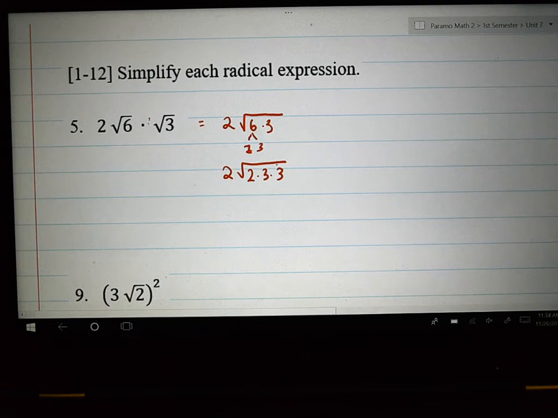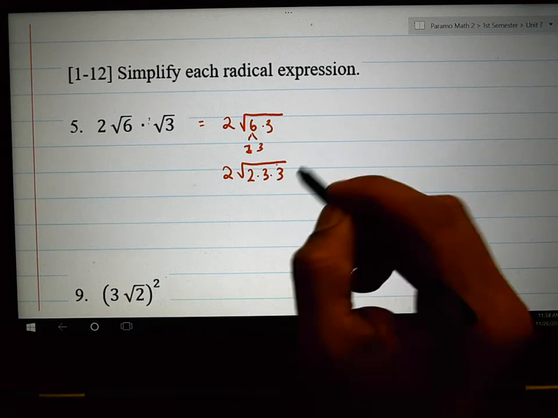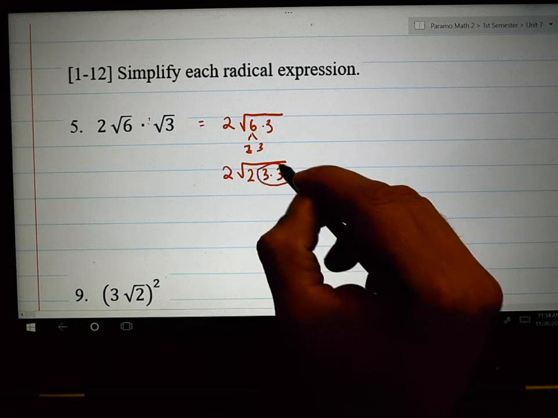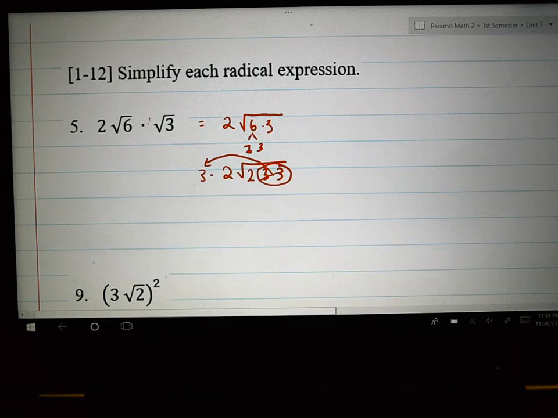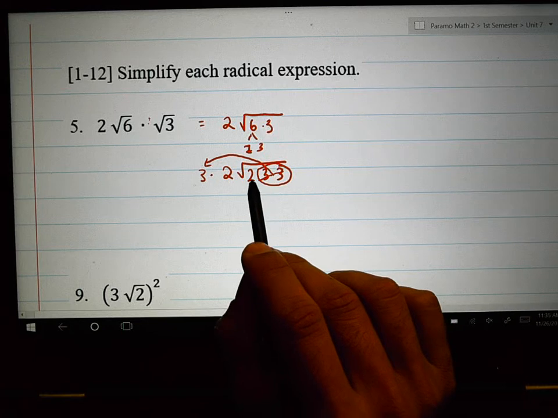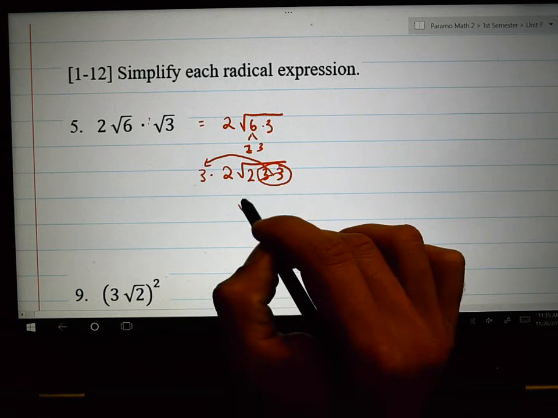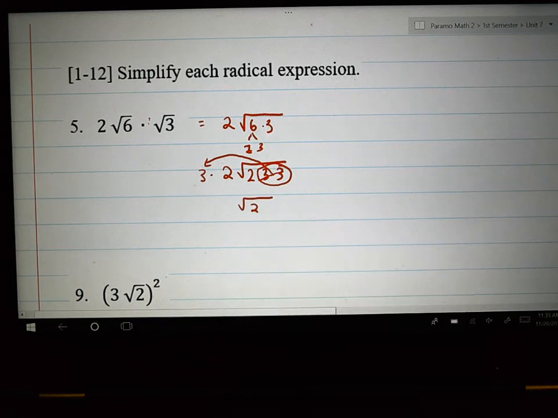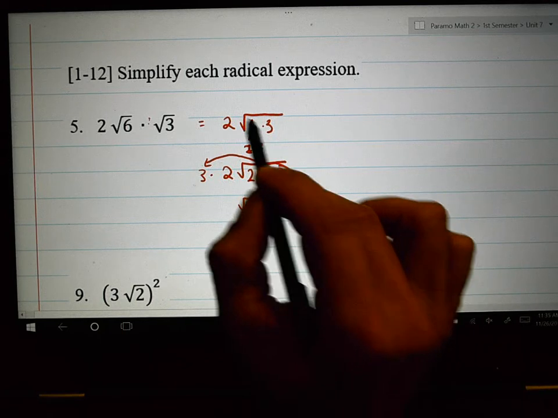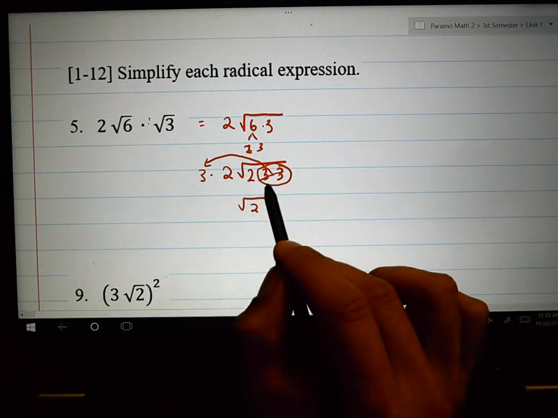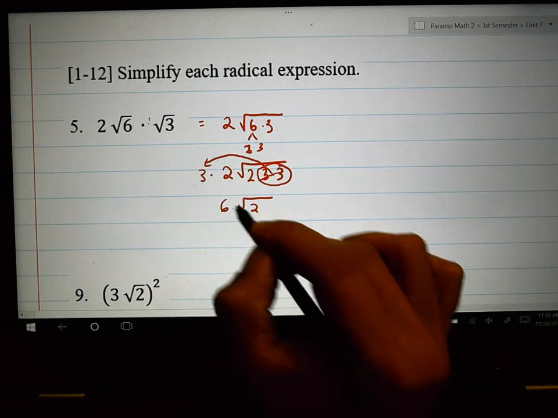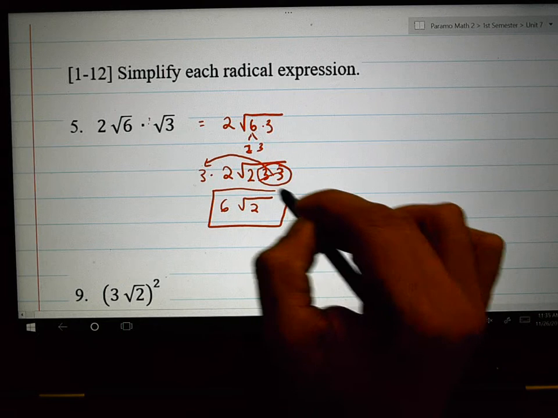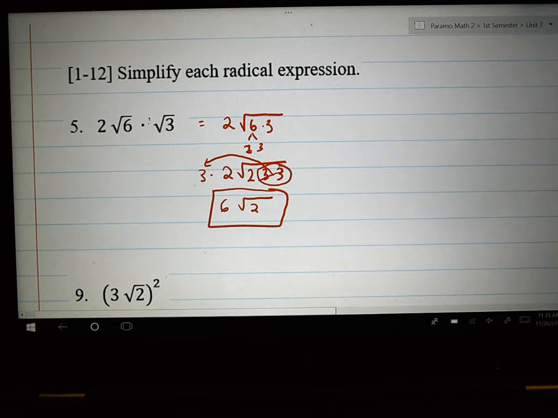Your next step is to look for any pairs of squares. Circle any pairs, cross them off, and one of them can break out. That's what we covered in 1.4. If there's anything left inside, then you leave it inside and it multiplies. If there's more than one of these, more than one can pop out. That doesn't have a pair, it stays inside. What do we do with these numbers? We always multiply them when they're outside, and if that's it, that's our answer, 6 root 2.